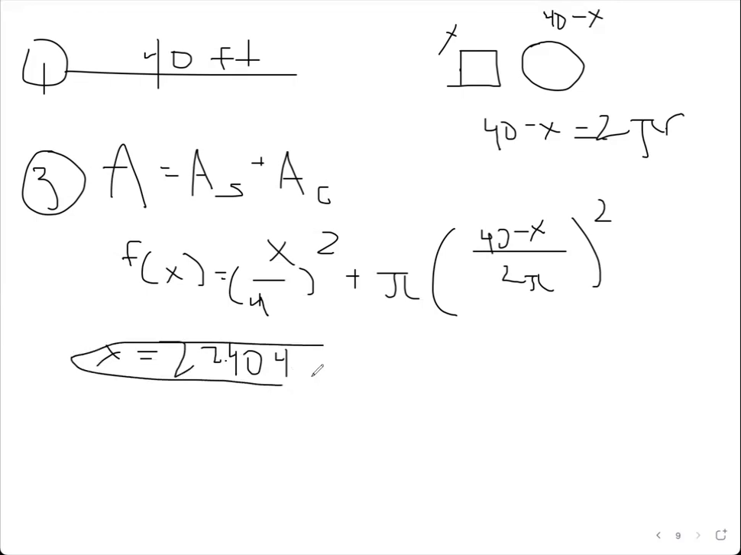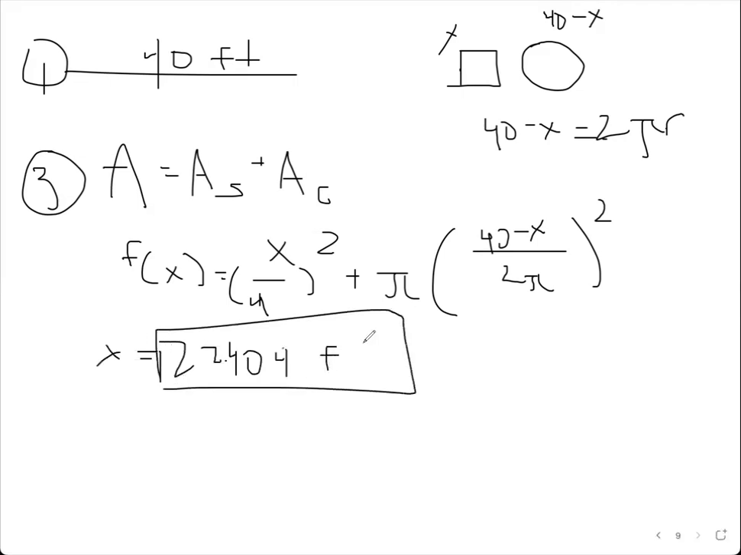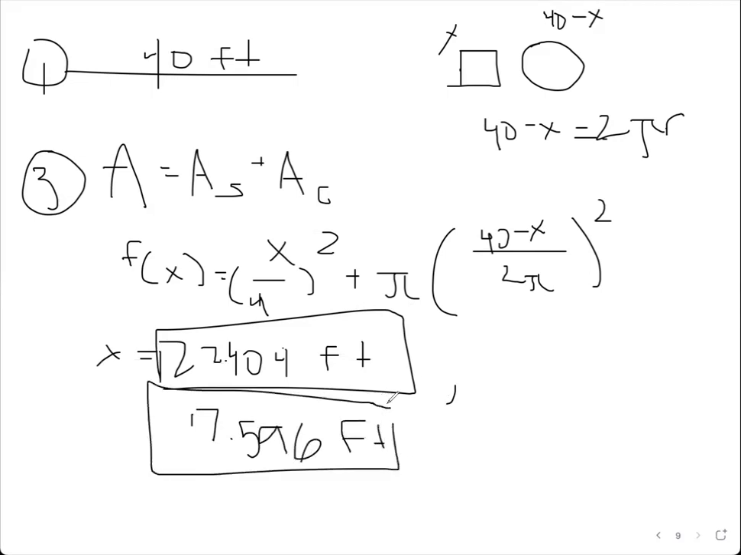So now that you're given this, is that the final answer? It's close. This time it's asking for both the square and this circle. So the perimeter of the square is this. Feet, don't forget feet, because that's the unit. And what's the circumference of the circle? Well, we just do 40 minus the answer, and we get 17.596 feet. So that's how much you use for the square. That's how much you use for the circle.